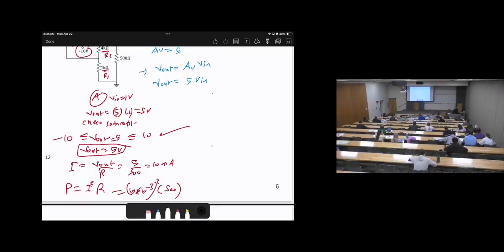Part B, when V in equals 3 volts. Okay, how can I solve the question? Basically, V out equals closed loop gain 5 times V in, 3. 5 times 3, 15 volts. Now check saturation.